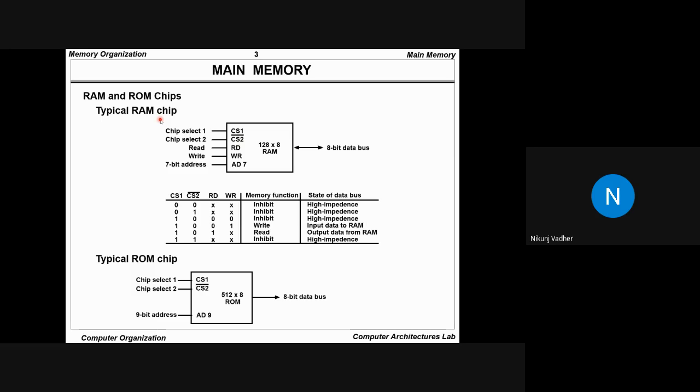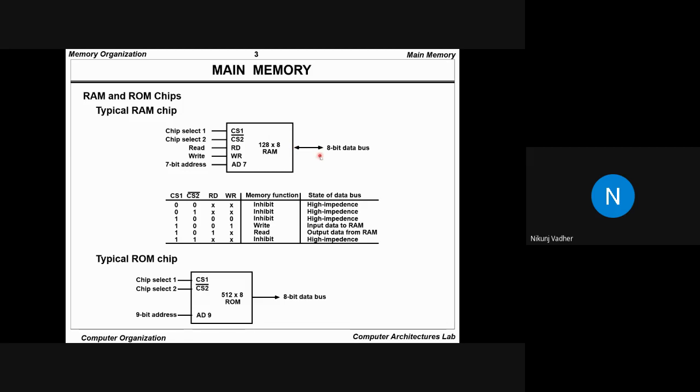If we look at a typical RAM chip, then it will have two selection inputs, chip select 1 and chip select 2, read, write, and then a 7-bit address. Why? Because here the RAM size is 128, so 2 raised to 7 means 128. And then there will be an 8-bit bidirectional data bus.